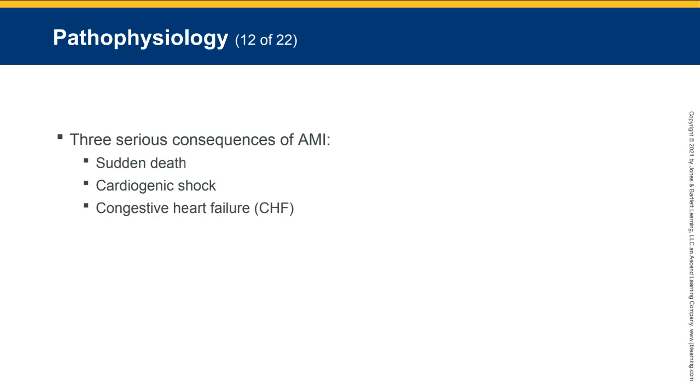Patient can develop cardiogenic shock, which simply means that the heart muscle is so damaged that it loses 40% of its cardiac output. So you can have a patient with signs and symptoms of a heart attack and a low blood pressure. That's cardiogenic shock. Or the patient can develop congestive heart failure. We saw that in the question, right?